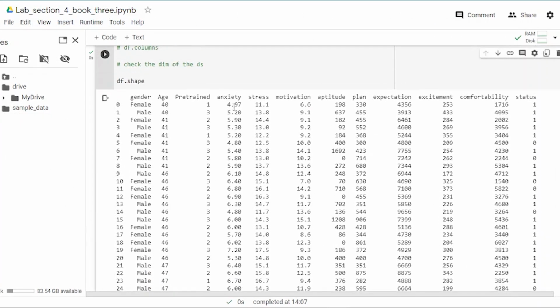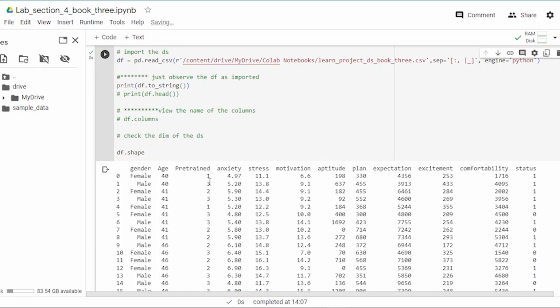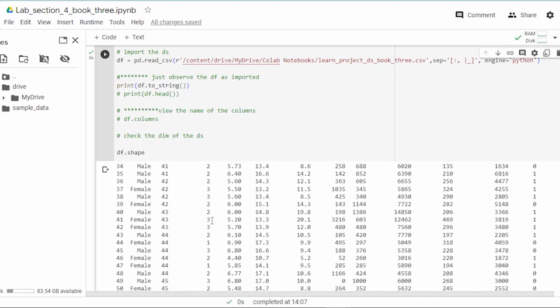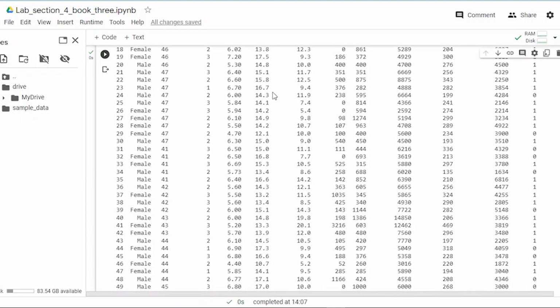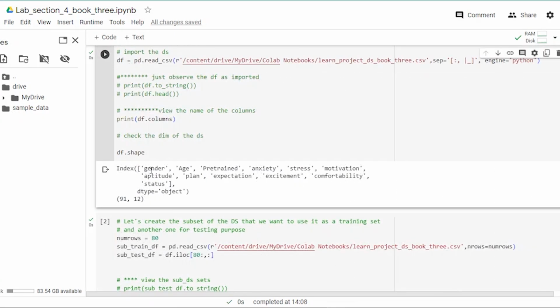So this is the data, and these are the variables that are there. Each one of them has a purpose, and they are not just randomly selected data sets. We worked on this data set from the very beginning. Next thing we want to check is the shape of this data set. We've got 91 cases, which is the number of students, by 12 variables, which we reduced the dimension into previously. So we have got the gender, the age of the learner, the pre-trained status of the learner, anxiety score, stress, motivation, aptitude, etc., all the way to the status.